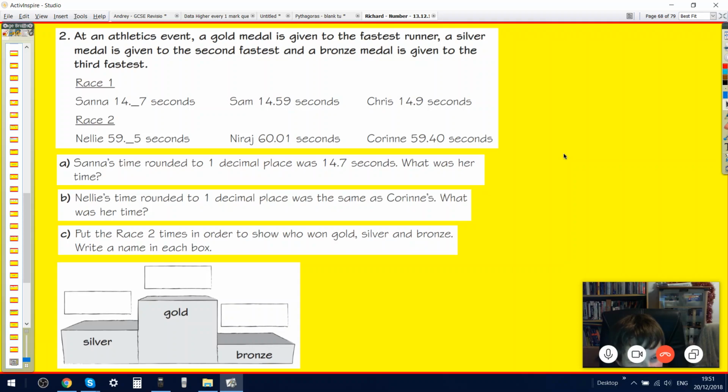Sam's time rounded to 1 decimal place was 14.7 seconds. What was that time? And let's actually skip to part B. It's very similar. Okay. Nelly's time rounded to 1 decimal place was the same as Kareem's. What was her time?